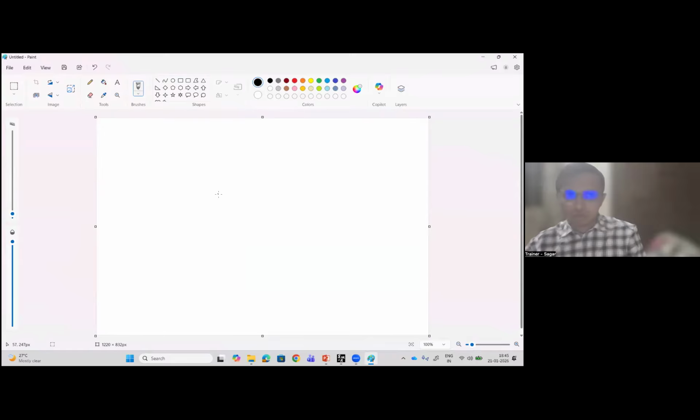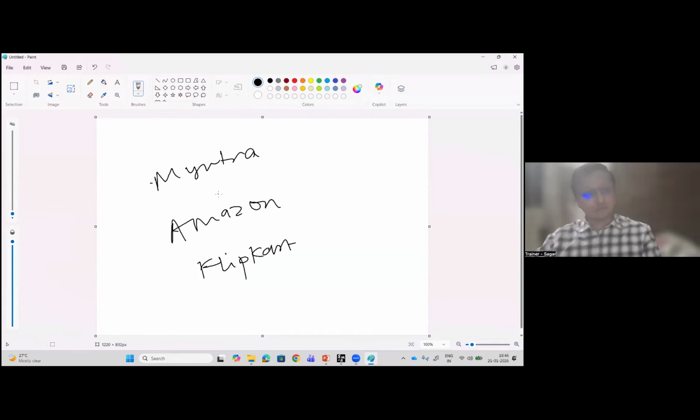How many of you shop from one of these things, right? Maybe Myntra, maybe Amazon, maybe Flipkart, right? How many of you shop from these e-commerce places? Okay, 1, 2, 3, 4, 5. Okay, okay. Let's take the first example, right?